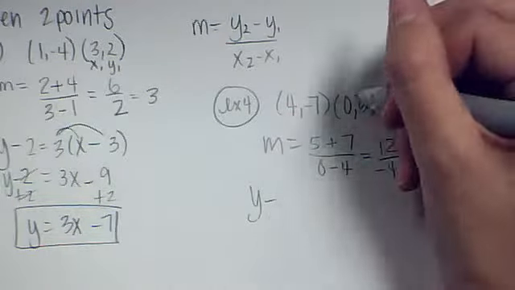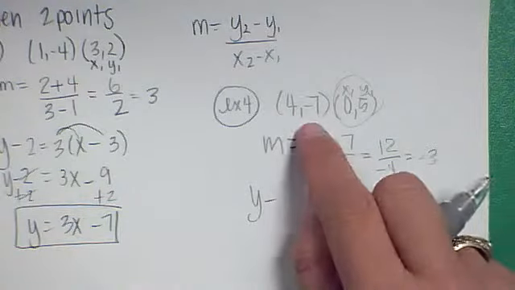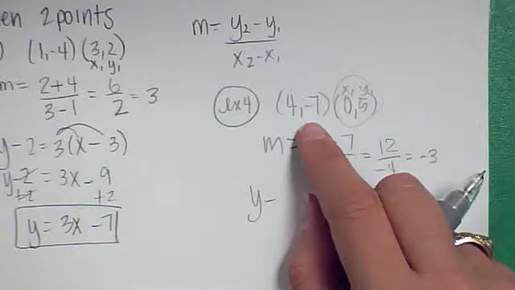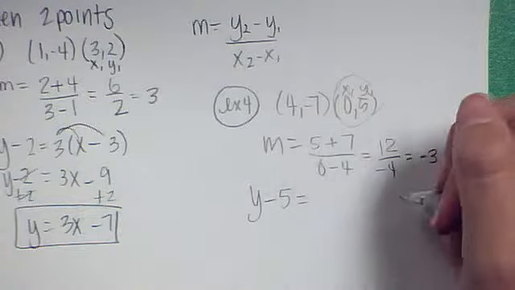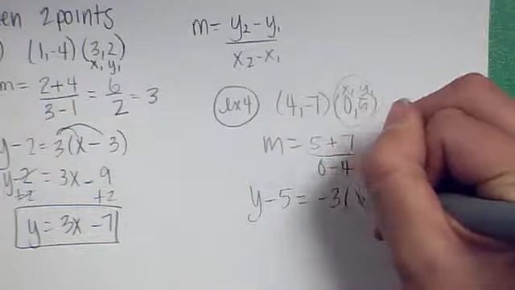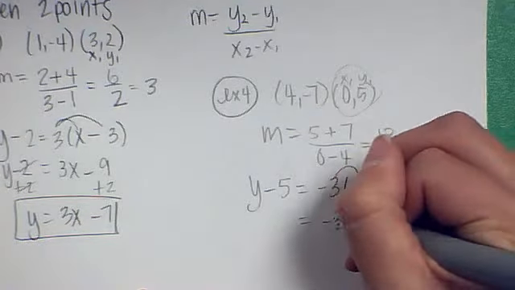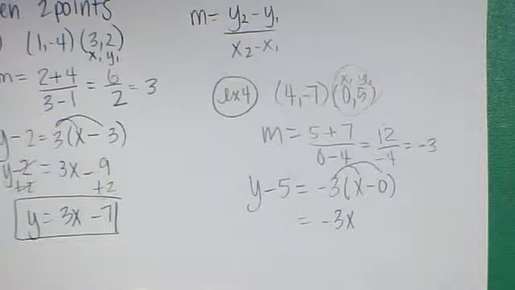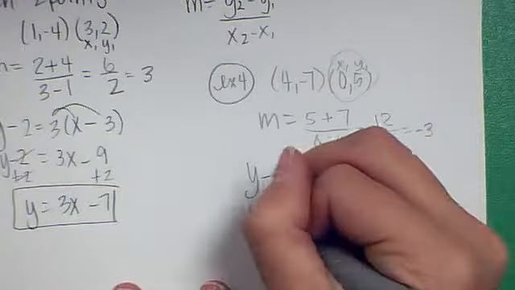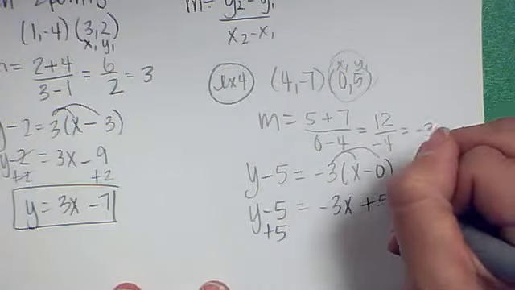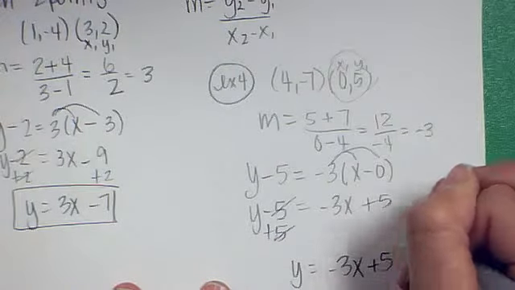So I can do y minus, and I'm going to choose this point to be my x1 and y1, because again they're positive, that's just easier. I could have chosen this one and done the work, and I'll get the same answer, so either one will work. But I'm going to use this one, so y minus 5 equals our m, which is negative 3, times x minus 0. Distribute. Negative 3 times x is negative 3x. Negative 3 times 0 is just 0. So I have y minus 5 equals negative 3x. I'm going to add 5 to both sides. On this one they cancel. Now I have y equals negative 3x plus 5.